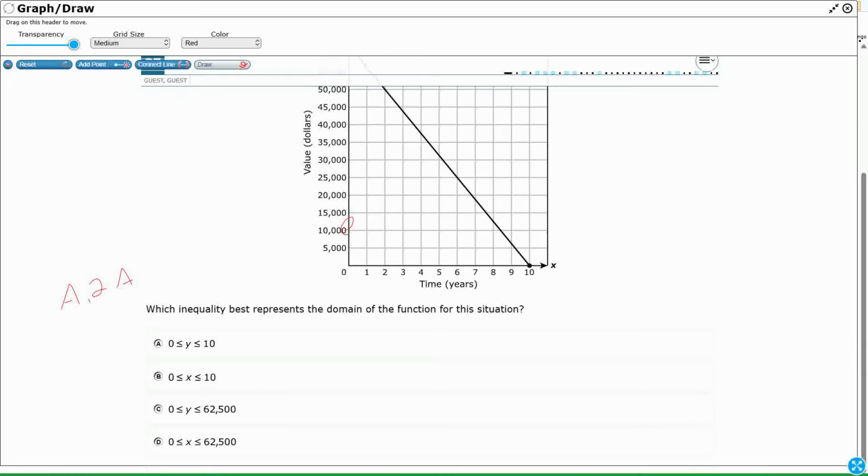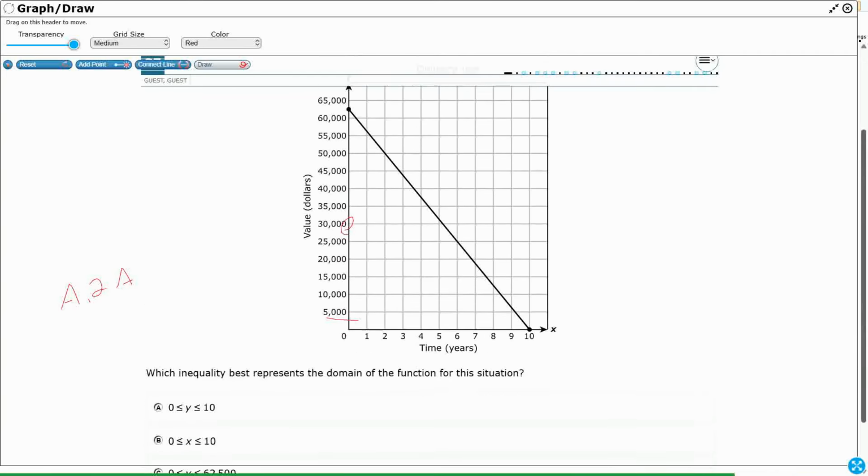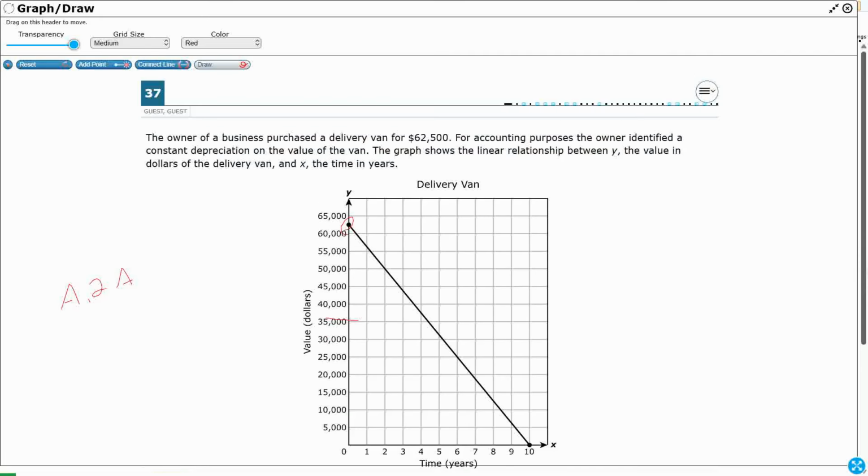Now, we need to find the domain of this function. Well, the domain is going to be our x values. So let's take a look at the x values. We have hard closed circles there, hard stops at 0 and 10. Okay, so x is going to be less than or equal to 10. And we're going to use an inequality because it is a solid line, so it is continuous data.